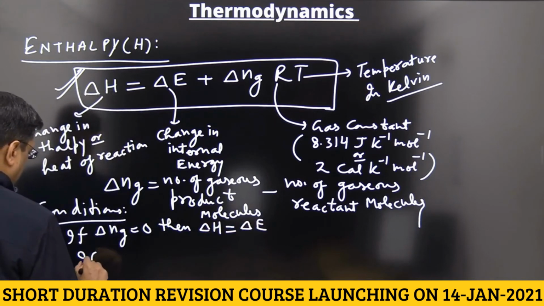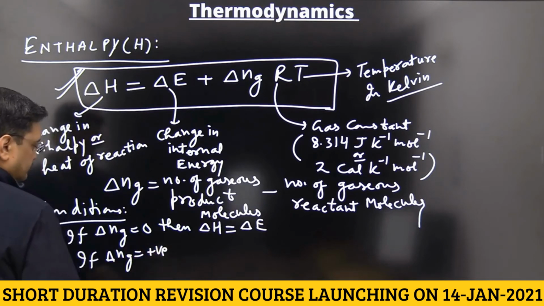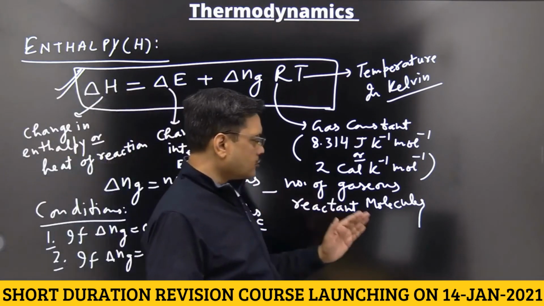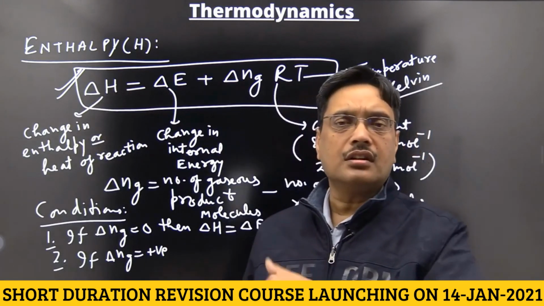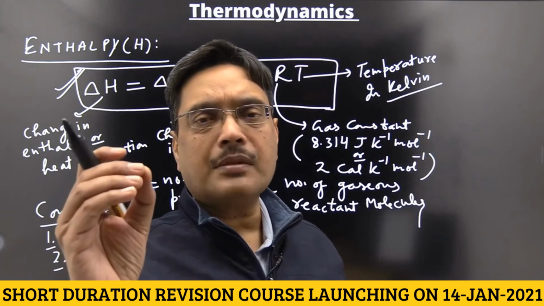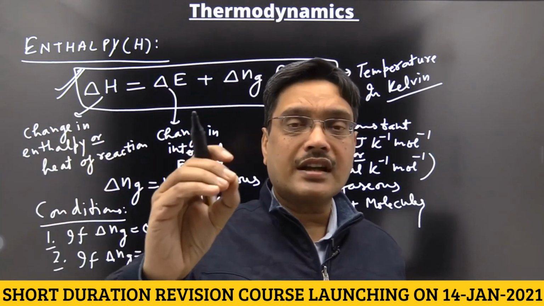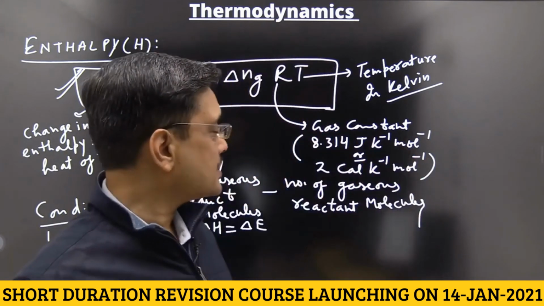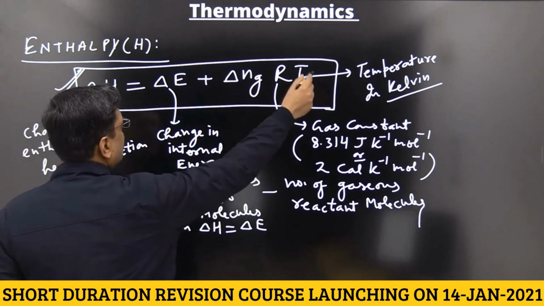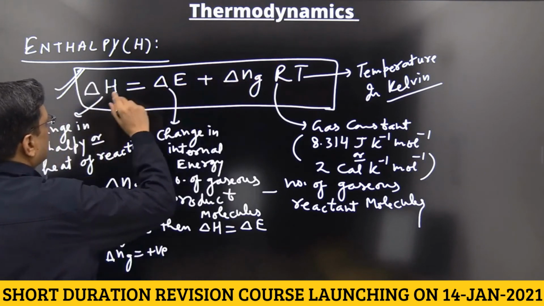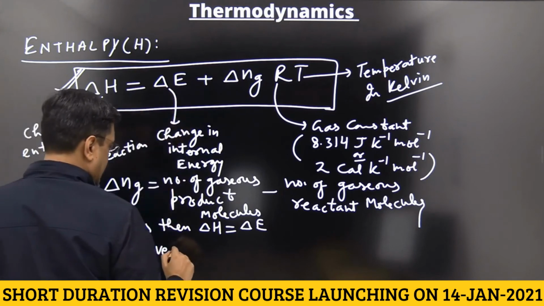If delta Ng is positive, positive means product molecules are more than reactant molecules. In all the dissociation reactions, delta Ng is positive, like PCl5 gas gives PCl3 gas plus Cl2 gas. So delta Ng is 2 minus 1, which is equal to plus 1. If delta Ng is positive, then it has some value, so the value of delta H is greater than delta E. Delta H is greater than delta E.